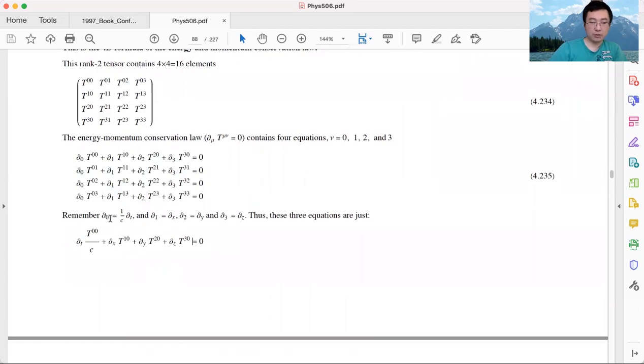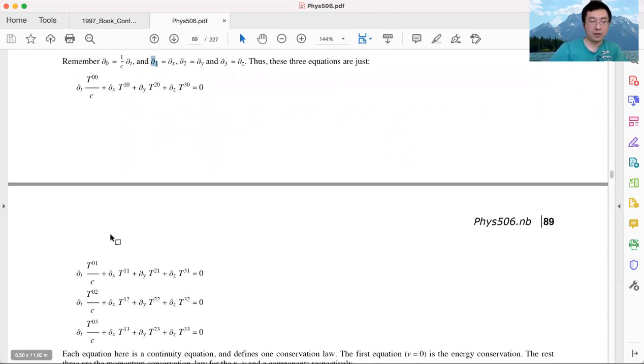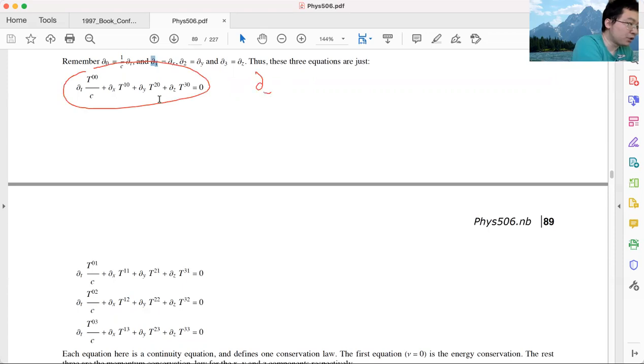To realize that, we use the fact that derivative 0 is 1 over c derivative t, and derivative 1, 2, 3 are derivative x, y, and z. So we replace derivative 0, 1, 2, 3 with derivative t, derivative x, derivative y, and derivative z, and we do the same for all 4 equations. For example, the first one is partial t of W plus divergence of S. W, the energy density, is actually the first term.